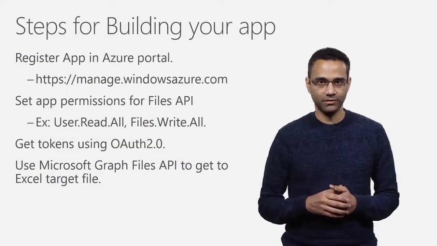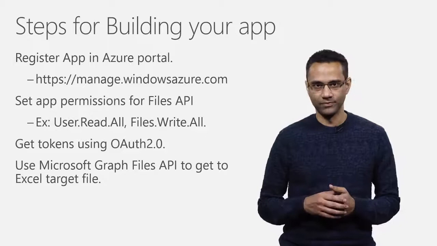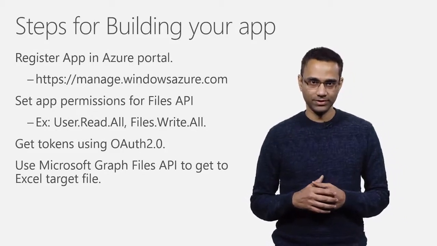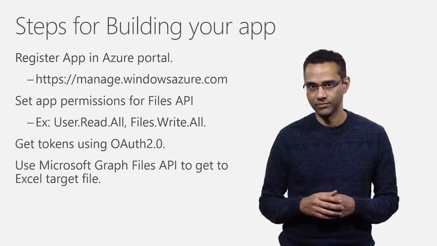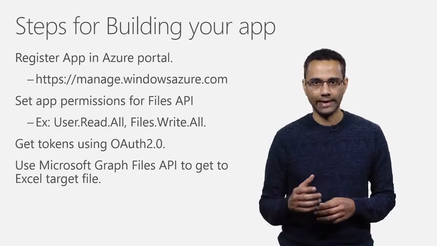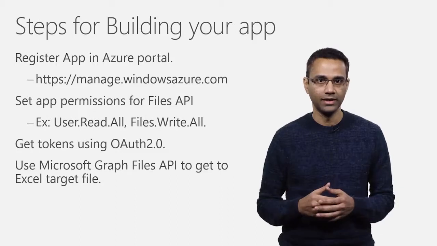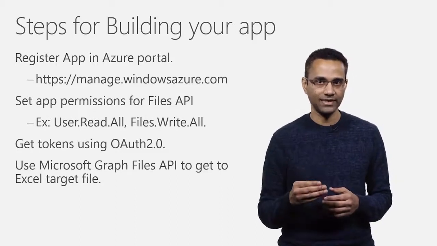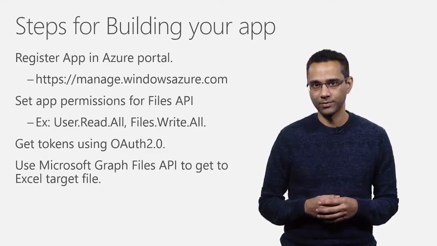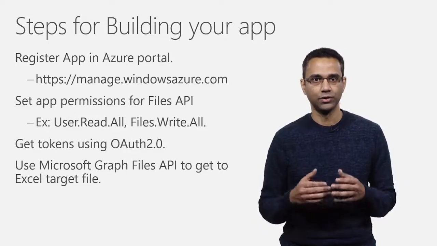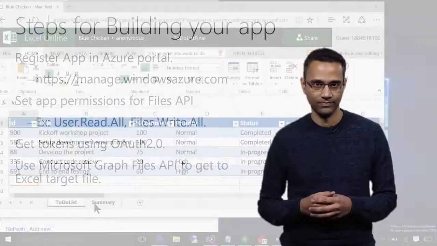Now, let's focus on the initial steps. As a first step, register your app in Azure portal. While setting up your app permissions, include necessary permissions to read and write the files. Follow the OAuth flow and get access token. And finally, use Microsoft Graph Files API to address the target file and add Workbook URL segment at the end of the URL to invoke Excel APIs.